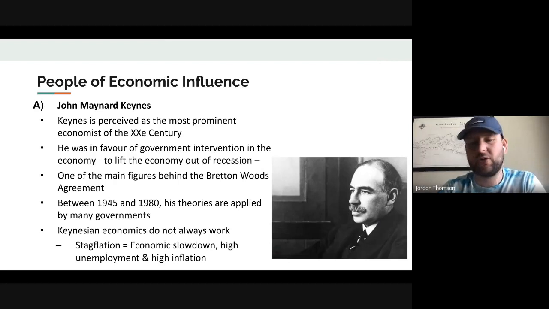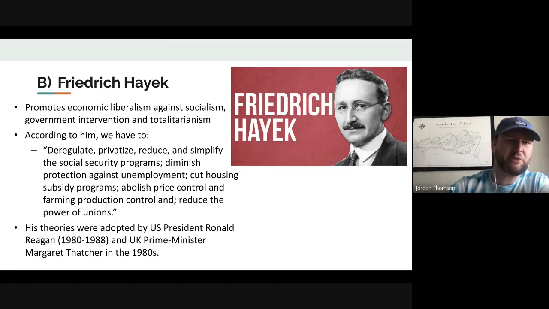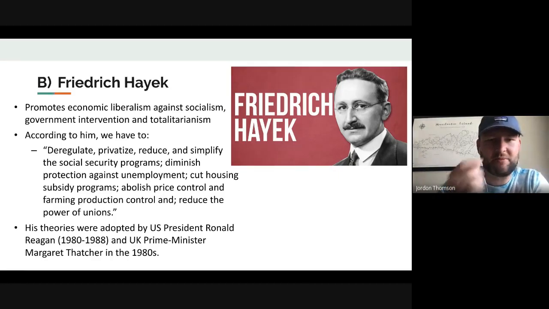So if you want to Google that guy, see a little bit more if you want to go into a little bit more detail, you can. We would have done a little bit more in class, but this is Keynes. This is Hayek, Friedrich Hayek. So he promotes economic liberalism against socialism, government intervention, and totalitarianism. So according to him, we have to deregulate, privatize, reduce, and simplify the social structure programs, diminish protection against unemployment, cut housing subsidy programs, abolish price control and farming production control, and reduce the power of unions.